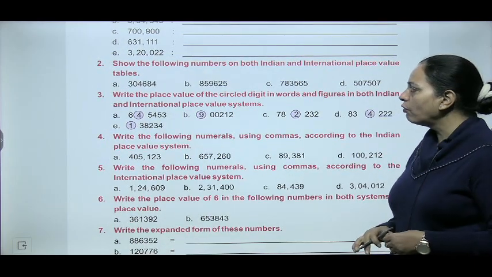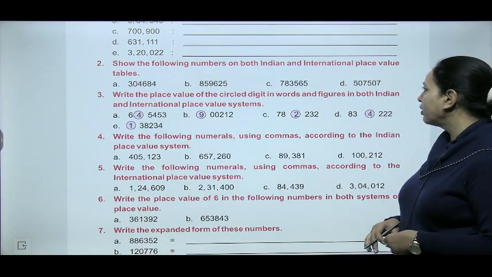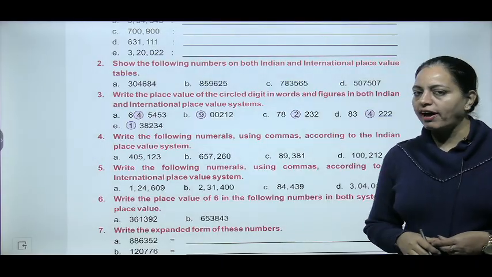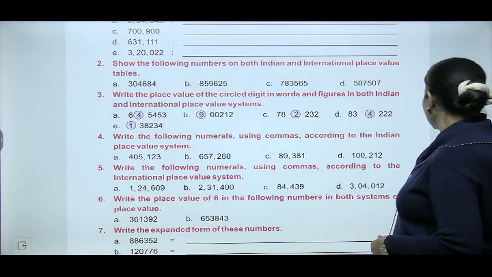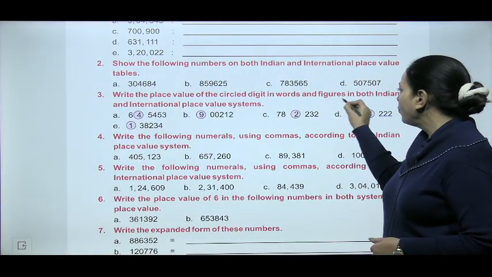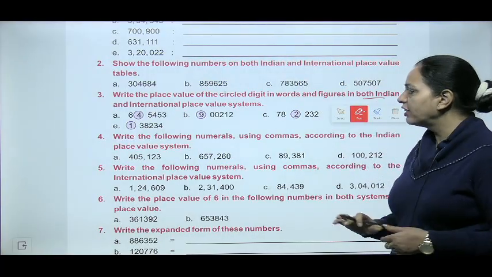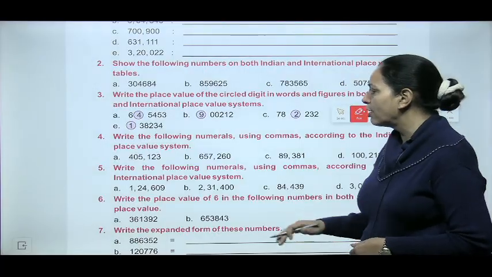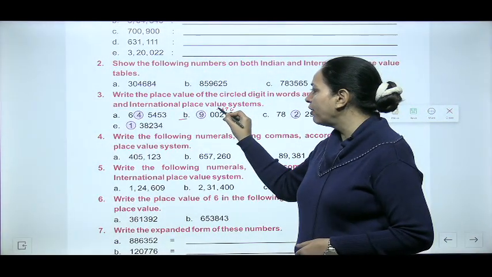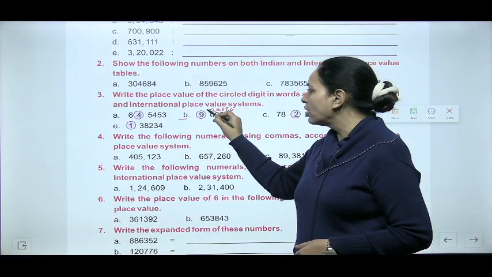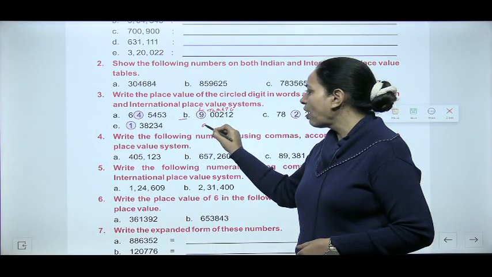The second, show the following numbers on both Indian and international place value tables. You can try this one. And third, write the place value of the circle digits in words and figures in both Indian and international place value system. See here B part. So ones, tens, 100, 1,000, 10,000 and lakh. So 9 lakh.